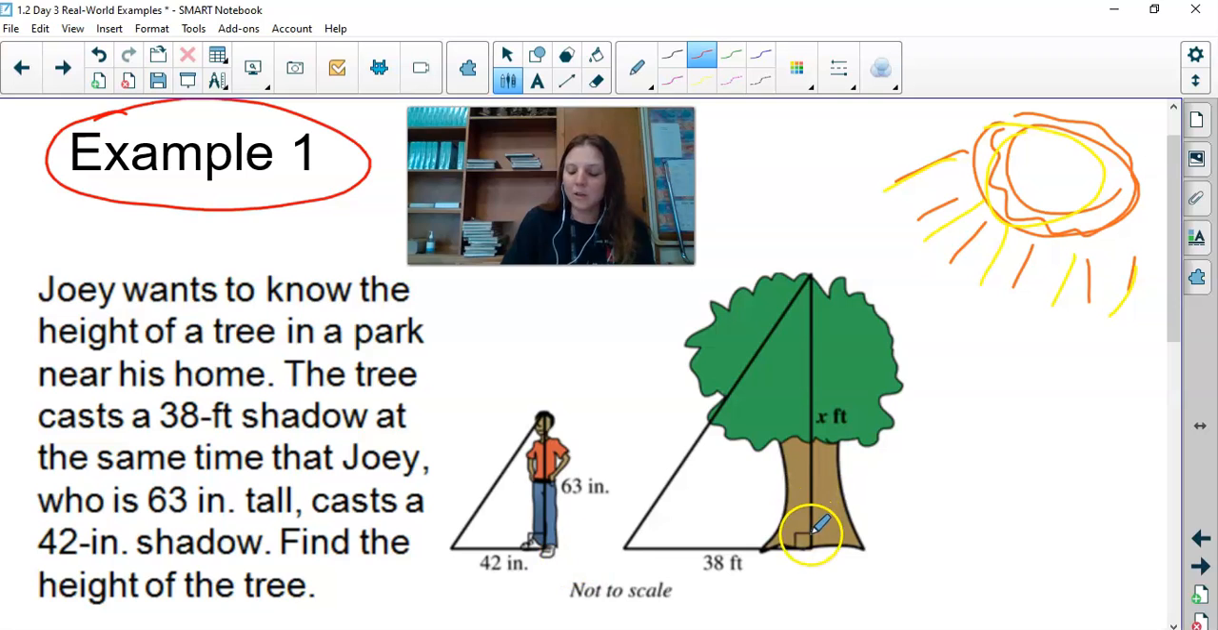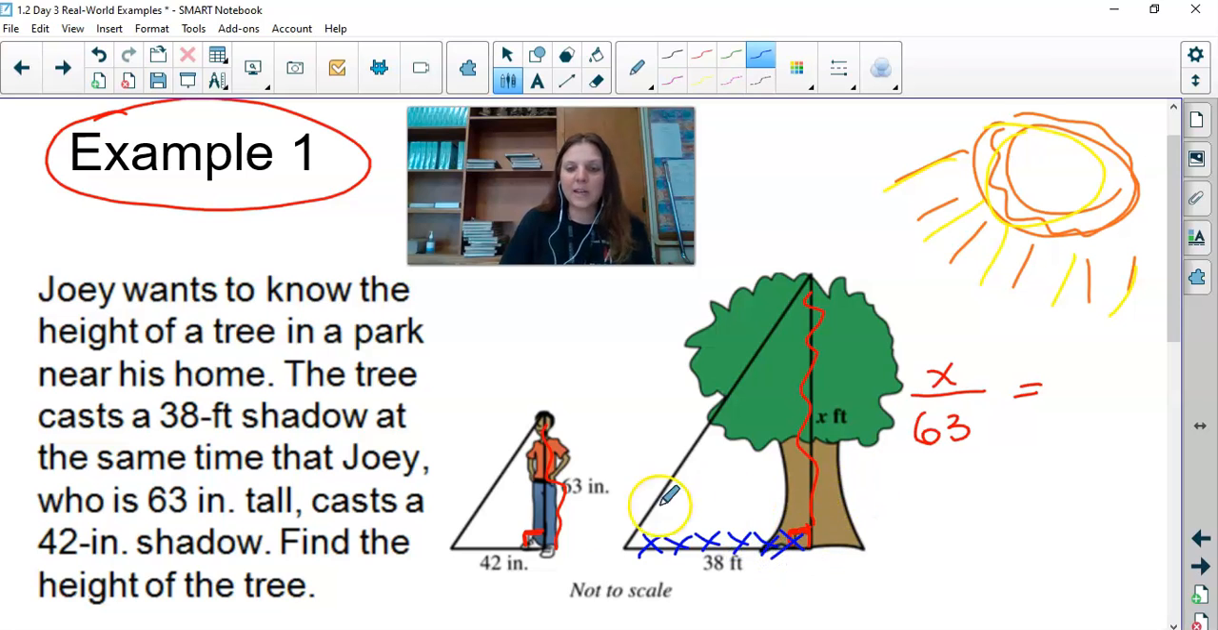Okay, now what we know is that these are similar triangles, and when you're talking about a tree or somebody standing, you can assume that it is going to be perpendicular to the ground. So right here I have my 90-degree right triangles, and so what I have then is a proportion that I can set up. Let's start with the missing side, the tree. The tree matches up with the height of Joey.